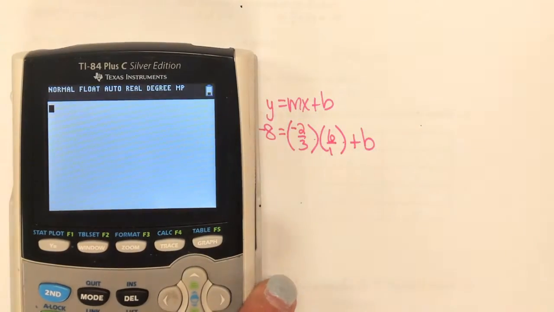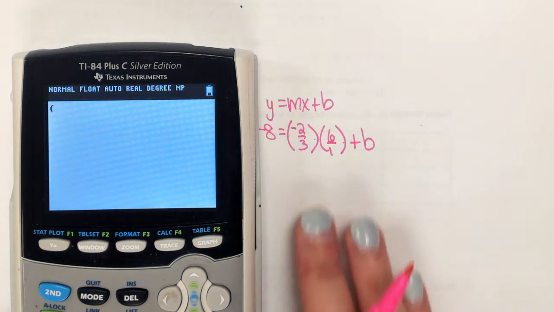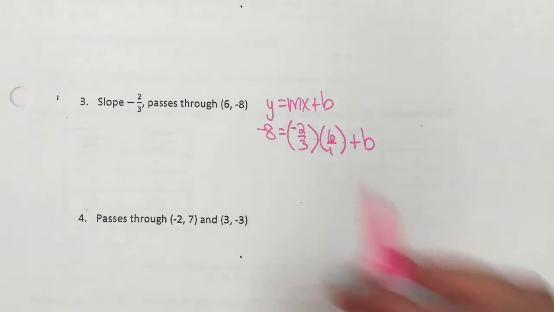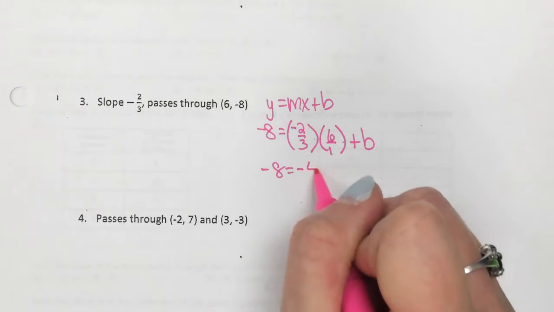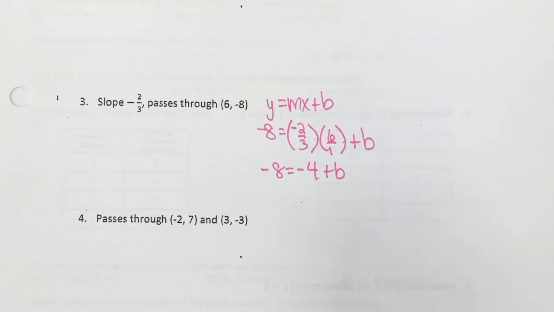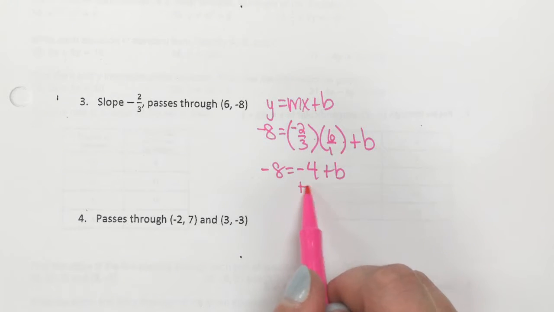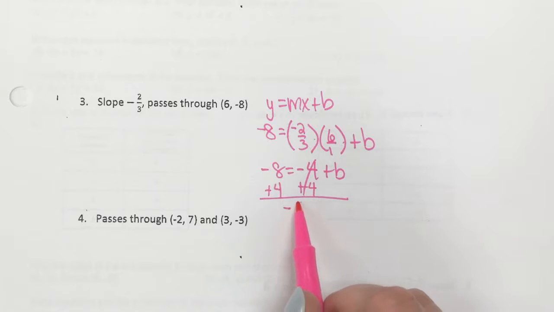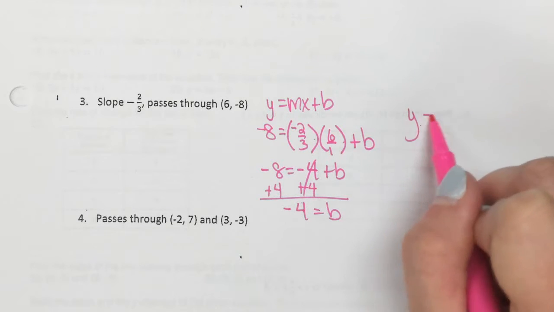All right, here we go. How do we type this in? Parentheses, negative 2/3 is negative 2 divided by 3, and then times 6. What'd you get? Negative 4. There you go. Negative 8 equals negative 4 plus b. All right, how do I move this? So what's your b? Perfect. All right, here we go. So what's my slope?